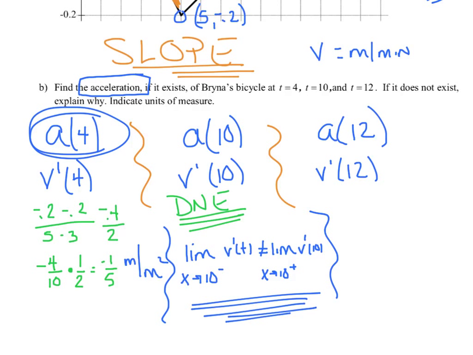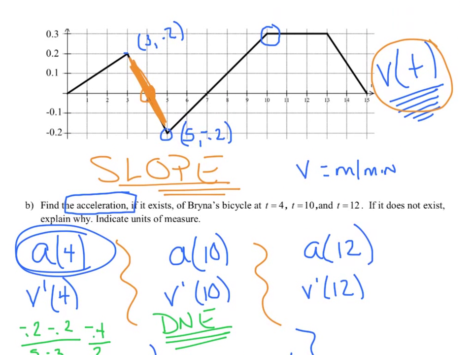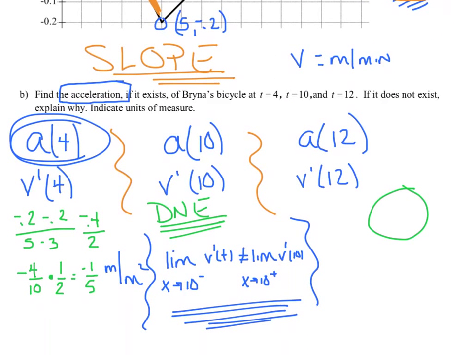Lastly, we need v prime of 12. Let's go back to that graph. One of my absolute favorites here. I'm looking at 12. What would you say the slope is right at 12? Hopefully you said right off the bat, a nice big fat 0.